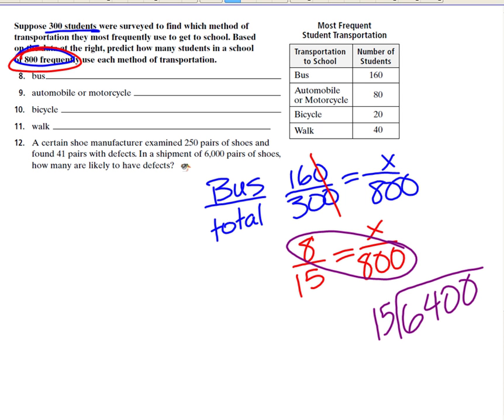We simplified 16 over 30 by 2. So 16 divided by 2 is 8.